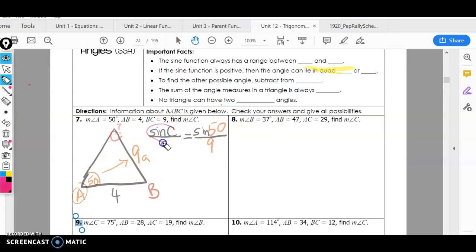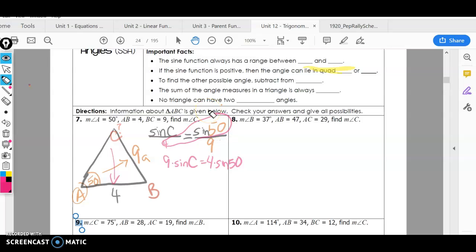Let's cross multiply. Sine C times 9. We don't know the angle C that we're trying to find. And then we do know side C. I'm going to write that in red here. It's 4 because it's opposite of angle C. So we're going to have 4 times sine 50. That was from this cross multiplication.